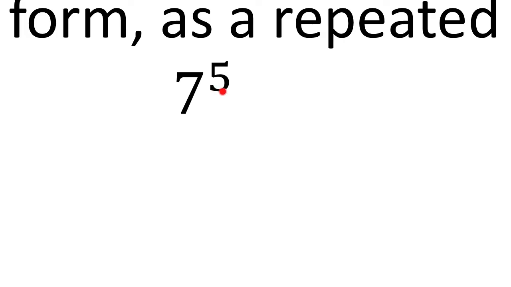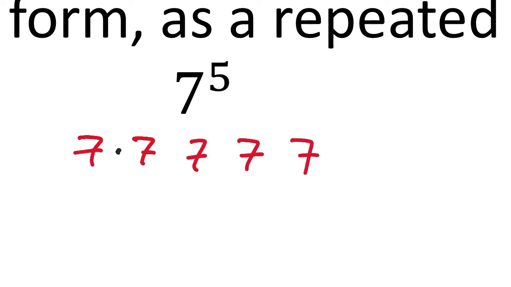And the exponent tells us that it's repeated multiplication. But this also tells us how many 7s are being multiplied by themselves. So I'm going to take the base of 7. I'm going to create 5 of them. 1, 2, 3, 4, 5. And it's just multiplication between each of these.